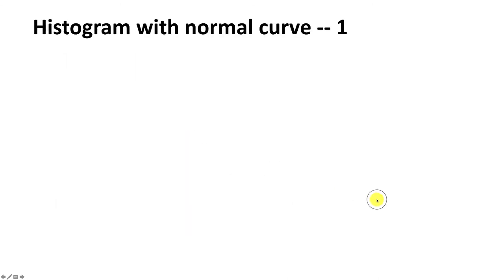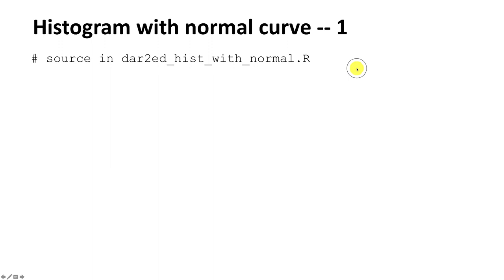Okay, now usually it might be interesting for us to look at a histogram with a normal curve. Now this is not part of basic R. So for this, I have written a function, which is in this file, called dar2ed.hist.with.normal. This is just the name of the function. Because it's my function, I gave it a long name so that it shouldn't clash with any other function. Before you can use this function, you have to load the file which I have given you and source it. In other words, load the file into a code window in R, and then press the source button. Then it will execute the whole file, and this function will then become available.